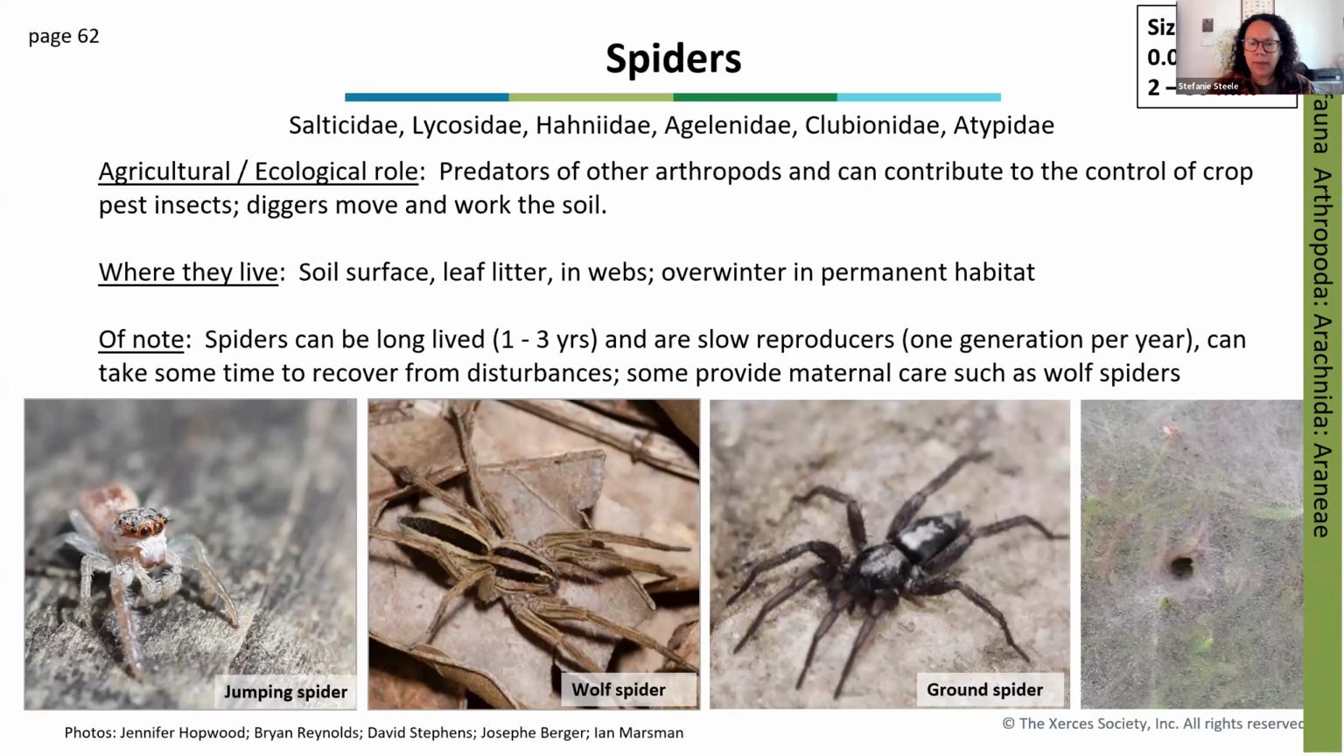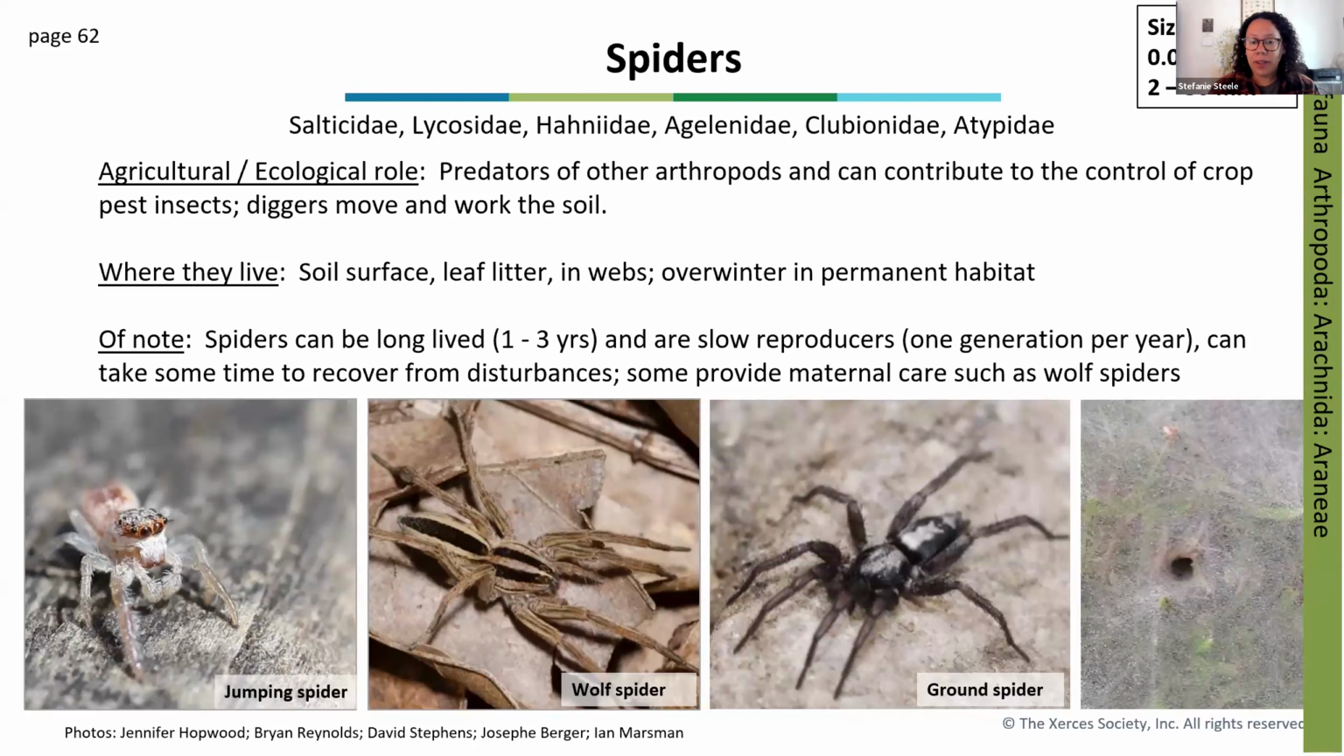Adult spiders can be long-lived, perhaps up to 1 to 3 years, but generally have 1 generation per year. And some, like the wolf spider, can also provide parental care. You might have seen photos of wolf spiders where they have all their many tiny babies huddled on their backs. So that's them providing that parental care.